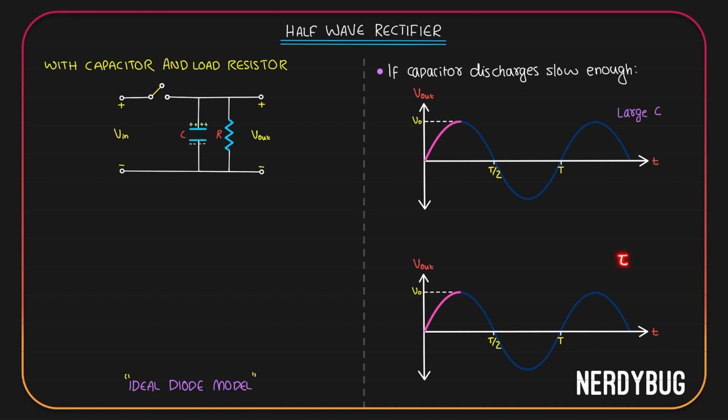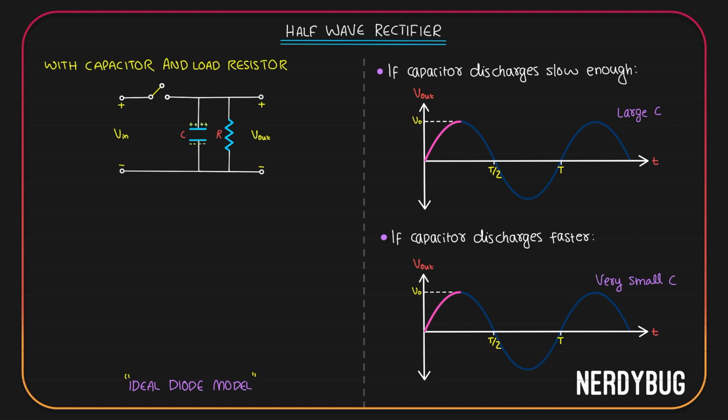In the second case, tau is smaller. RC is smaller. Again, the value of R is not in our hands, so let us assume capacitance is smaller. In that case, the capacitor will discharge really fast and the discharging will be exponential.